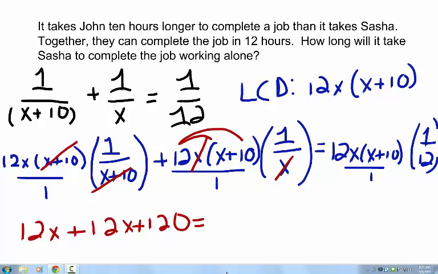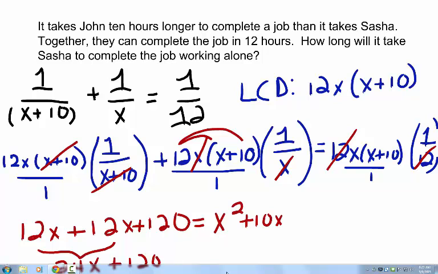We set this equal to X times X plus 10 times 1. Distributing terms gives us X squared plus 10X. Now we'll combine our like terms. On the left we have 12X plus 12X, which gives us 24X, plus 120 equals X squared plus 10X.